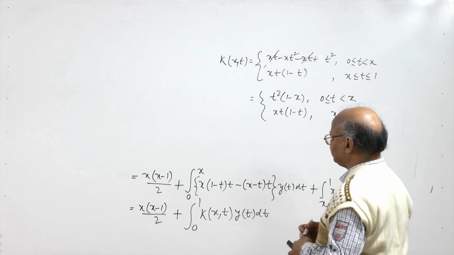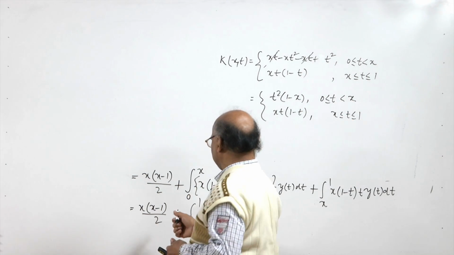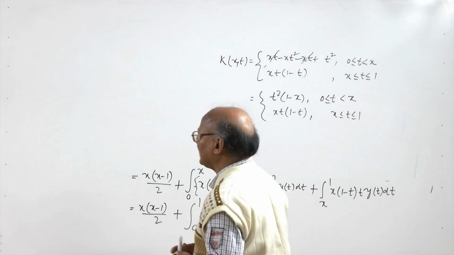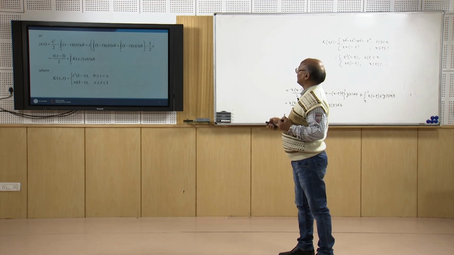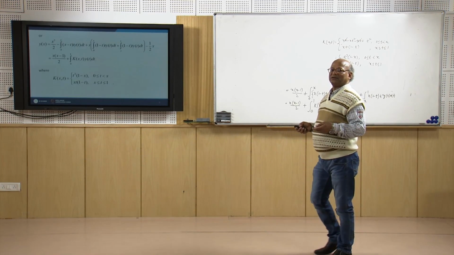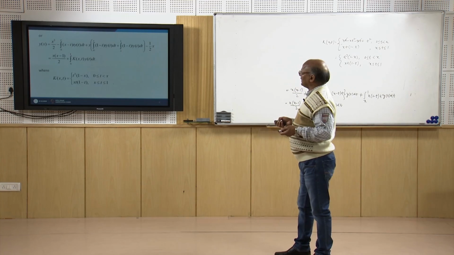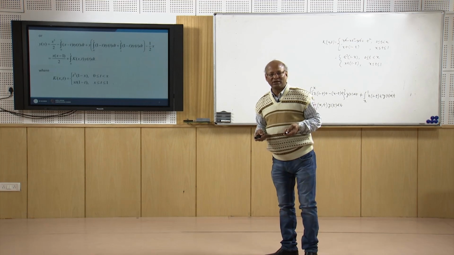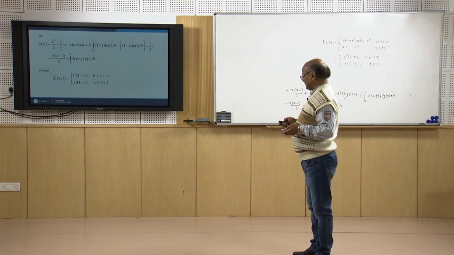So we see that we again get a Fredholm integral equation of the second kind, y x equal to x into x minus 1 by 2 plus integral 0 to 1 of K x t y t dt, where K x t is t square into 1 minus x for 0 less than or equal to t less than x, and xt times 1 minus t when x is less than or equal to t less than or equal to 1. So this is how we convert a boundary value problem into an integral equation, and we have seen that when we convert a boundary value problem into an integral equation, the resulting integral equation is a Fredholm integral equation of the second kind.